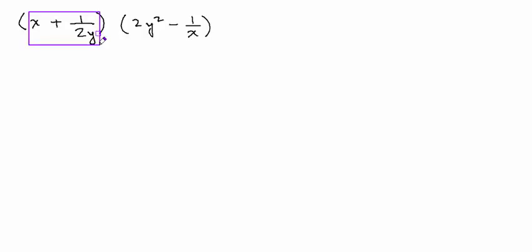Let's do another example. Let's say we want to multiply this time x plus 1 over 2y. It's a binomial, two terms in it, times 2y squared minus 1 over x. Doing the same method, assuming all of this to be one single variable. If you want to, you can use one single name for it. This time I'm not going to do that. So I'm going to say it's all of that times 2y square, and all of that times negative 1 over x.